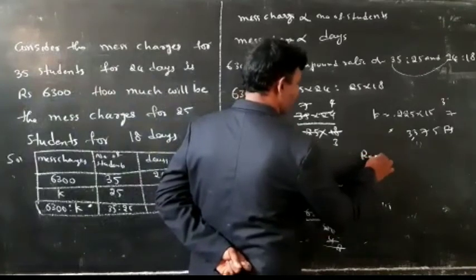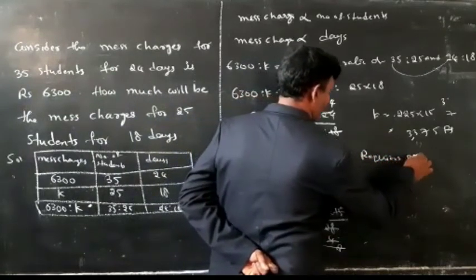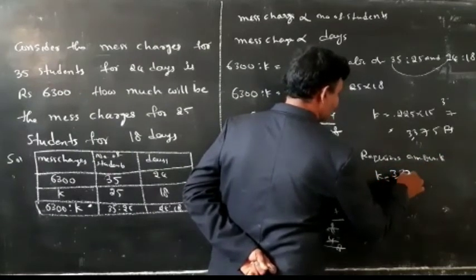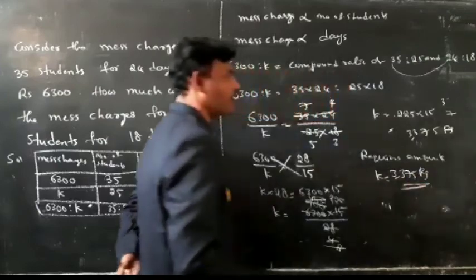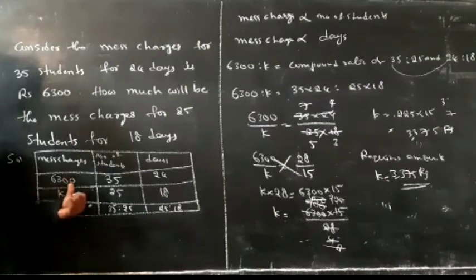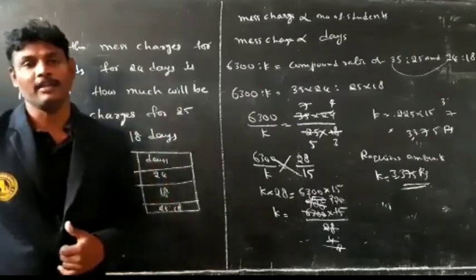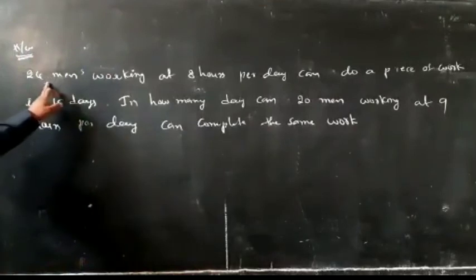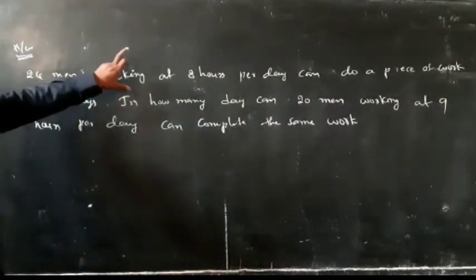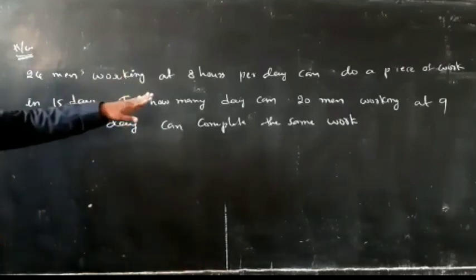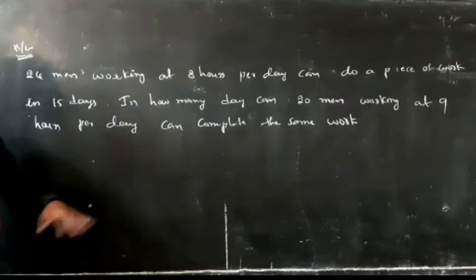Required amount, k is equal to 3,375 rupees. So here the mess charges are 3,375 for 25 students for 18 days. So 8th class students, here is the homework. 24 men working at 8 hours per day can do a piece of work in 15 days. In how many days can 20 men working at 9 hours per day complete the same work?